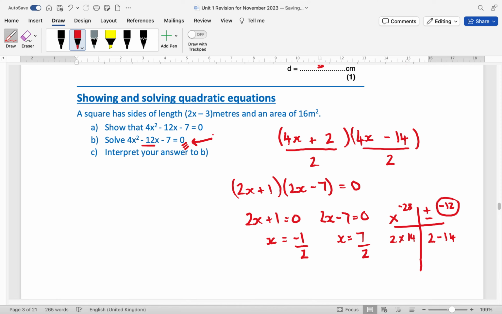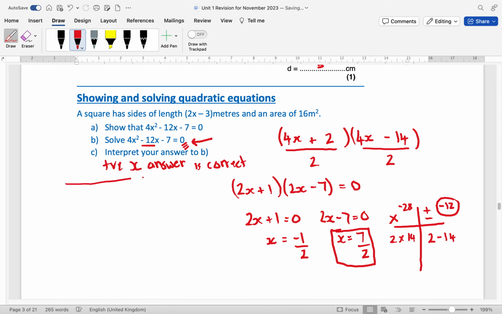Interpret. This is a question about a shape, right? A square with sides here. It is impossible to have a negative length of x. So in a shape question, even though there are two answers that work, the answer to C would be the positive x answer is correct. Or words to say something like, we can't use a minus answer because it's a shape and we can't have minus length, anything like that.